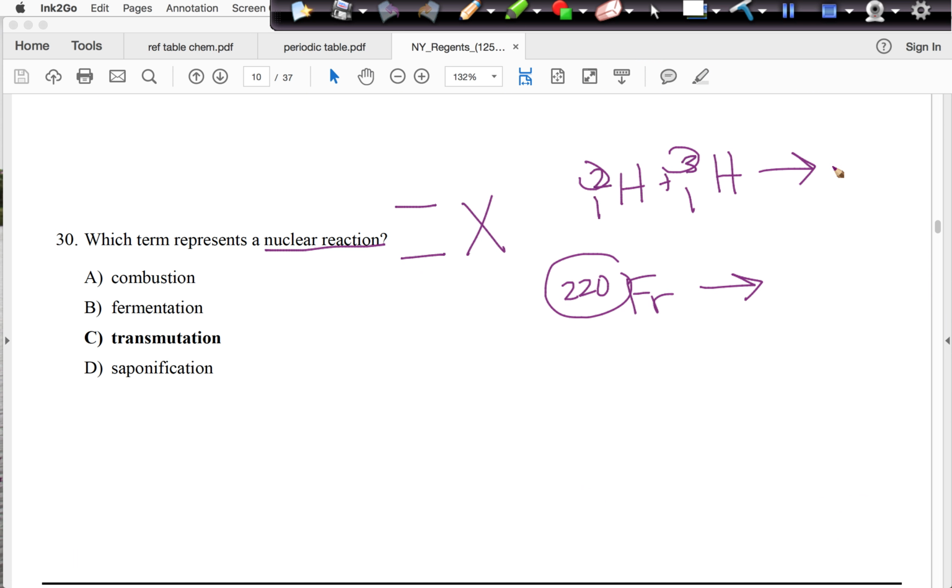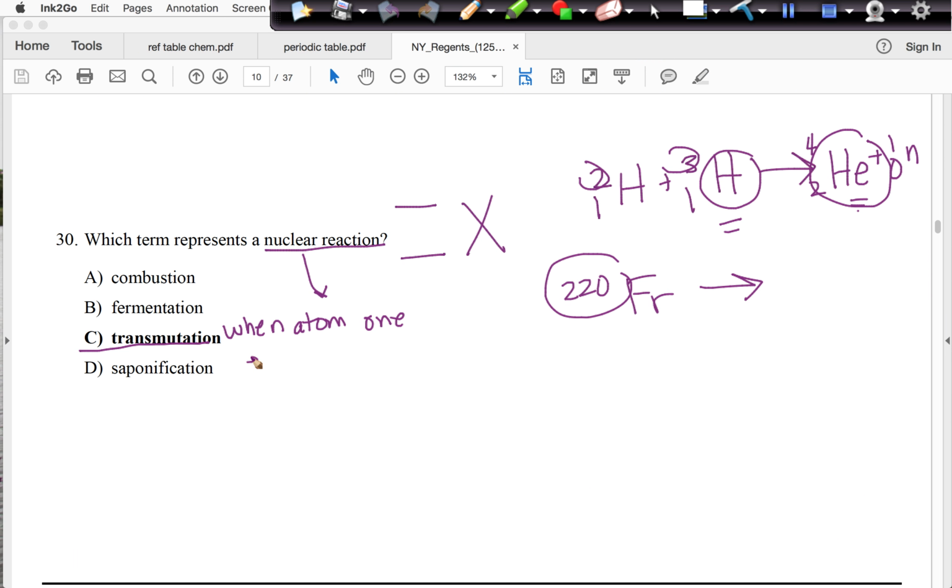And on one side of the arrow, you're going to see one set of symbols, and on the other side of the arrow, you're going to see a different set of symbols, because nuclear reactions usually change which element we have, and that's the definition of transmutation. When an atom of one element turns into an atom of a different element, we have transmutation.